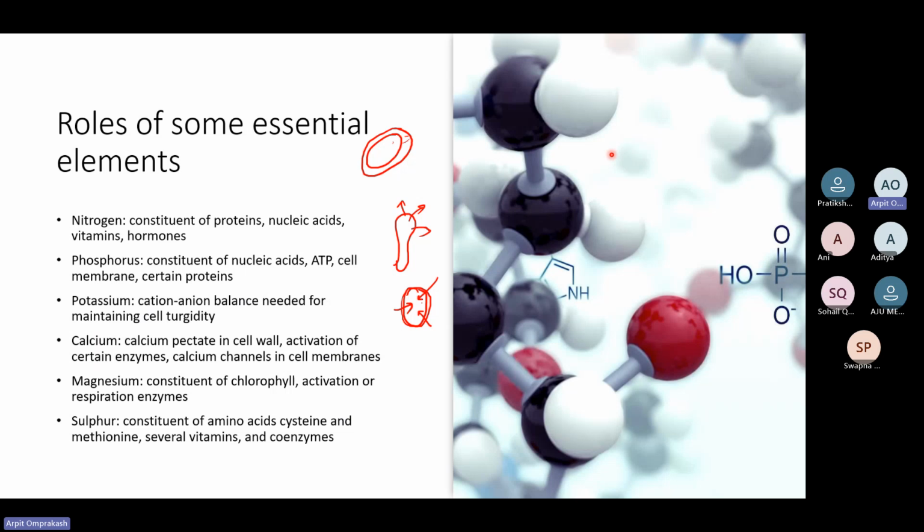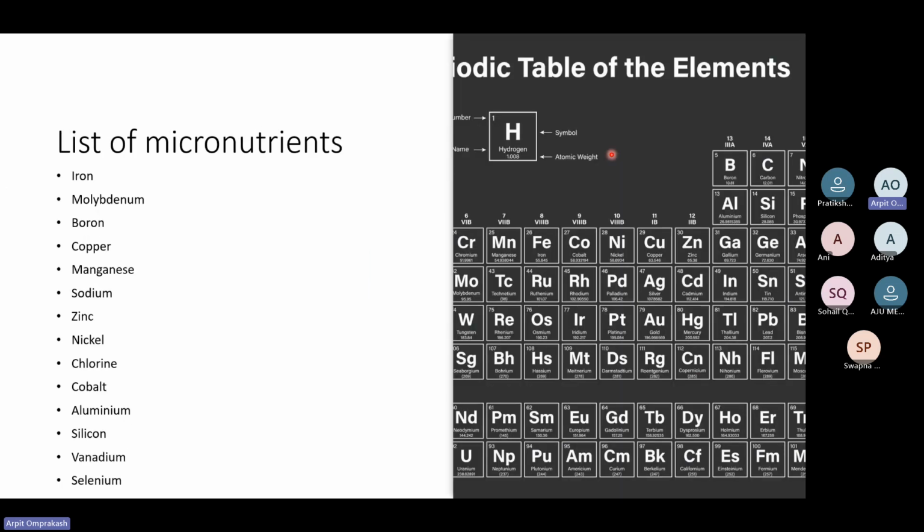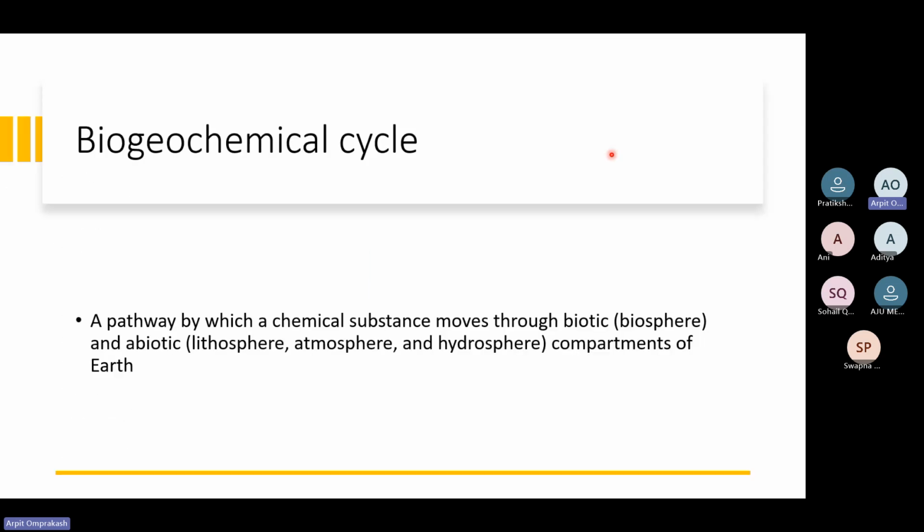Right. So we talked about some essential elements and the roles that they fulfill, and these roles are not interchangeable. So you can't add phosphorus instead of nitrogen and expect the plant to create hormones or do other things, right? We talked about what are different macronutrients and what are different micronutrients that plants need.